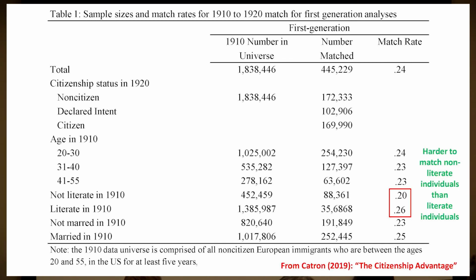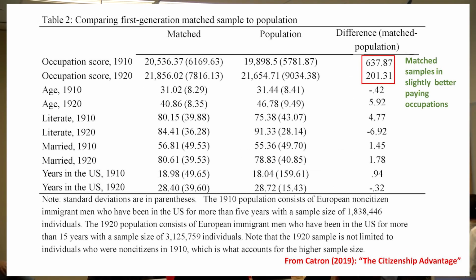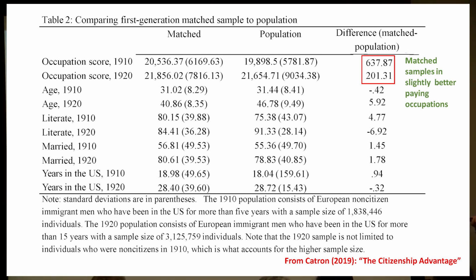And so there are characteristics that make it harder or easier to match. For instance, if you weren't literate in 1910, right? I can only match 20% of those people to the 1920 census. However, if they were literate, so this is they could read or write in any language, right? I can match forward 26% of individuals. But the question was, does the match population end up looking like the target population that we're trying to understand, right?